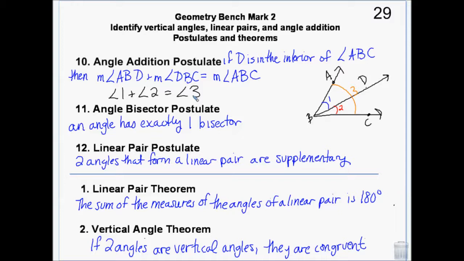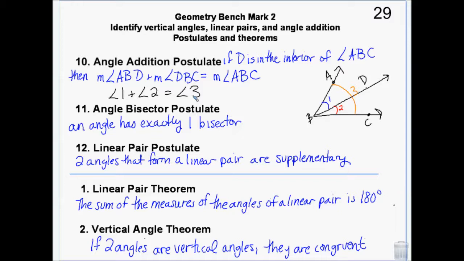And then 2 angles that form a linear pair are supplementary. Well, the definition of a linear pair was that you had supplementary angles. So this goes with that. Now, the linear pair theorem, which has been proven, is that if you have a linear pair, it equals 180 degrees. They had to prove that. But a linear pair makes a straight line, and a straight line is 180 degrees. So we're good? And then the vertical angle theorem is that if 2 angles are vertical angles, they're congruent.